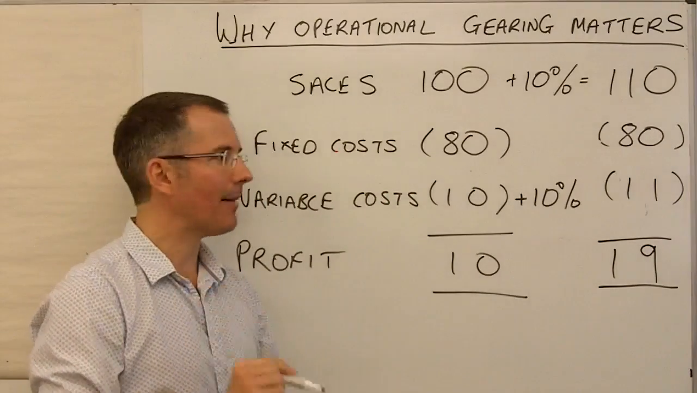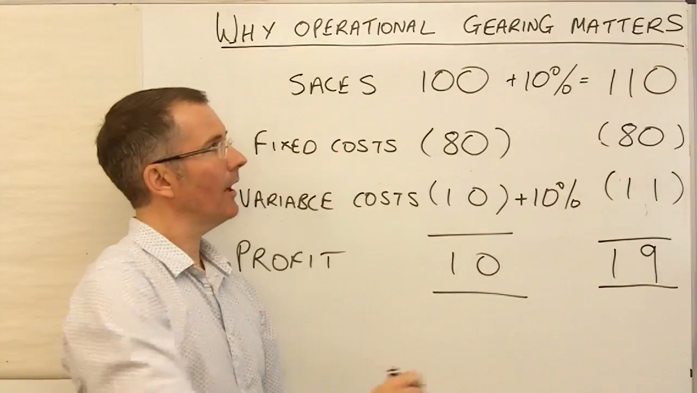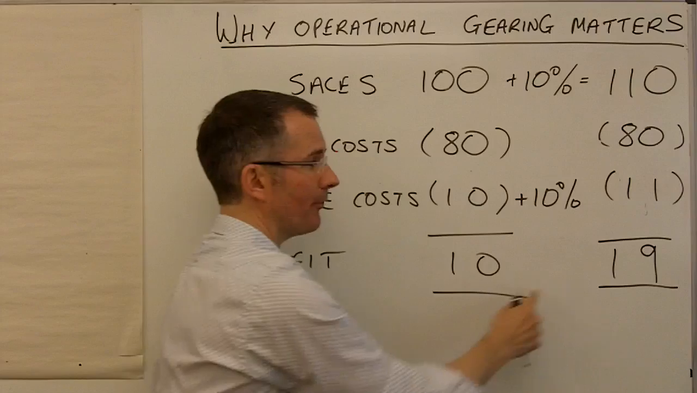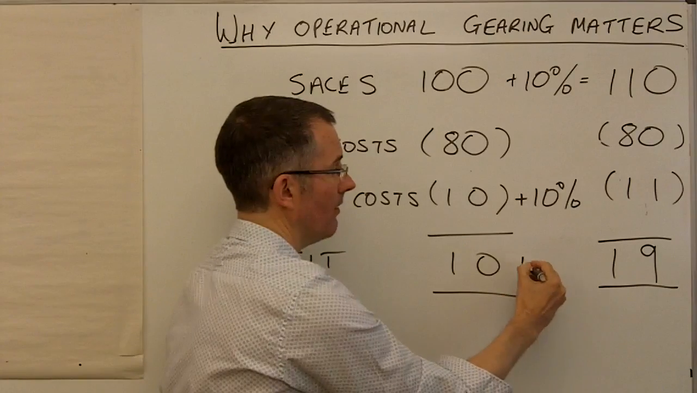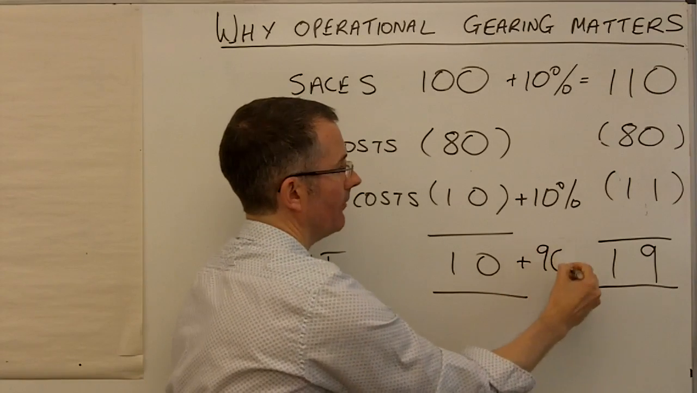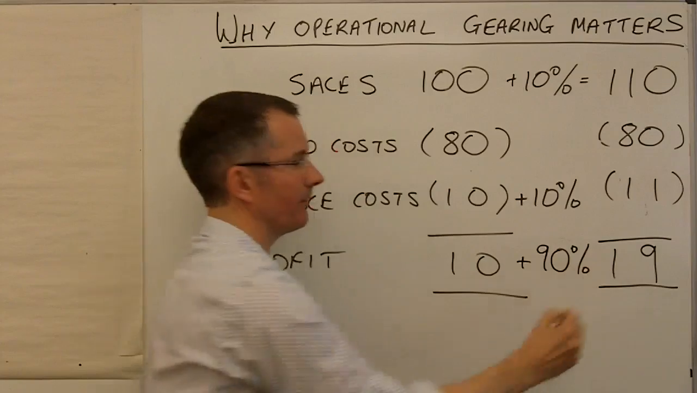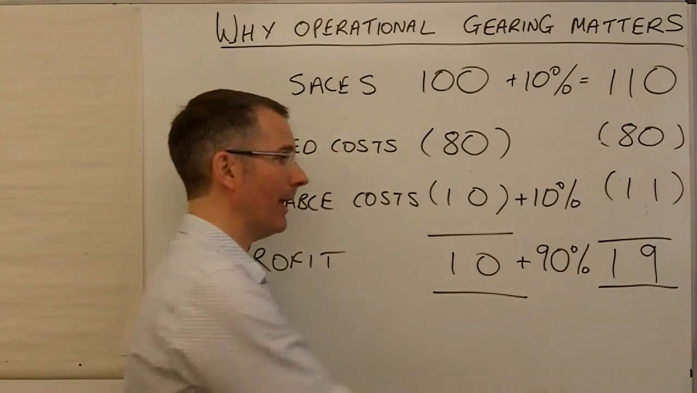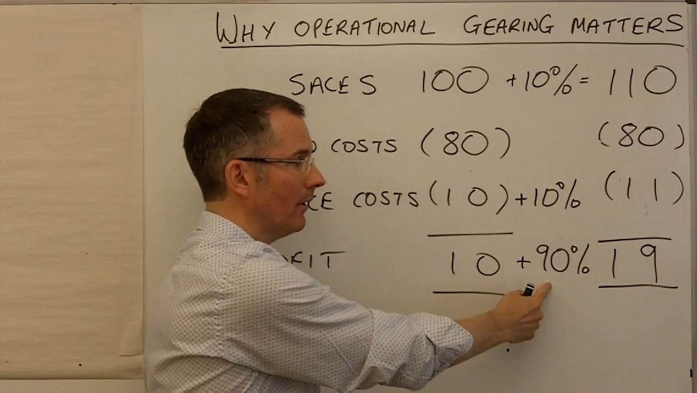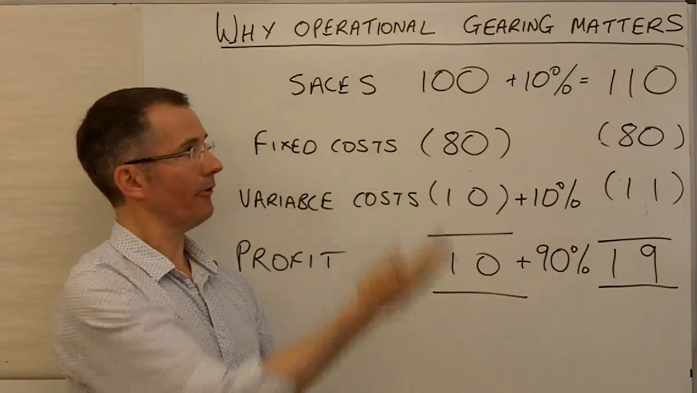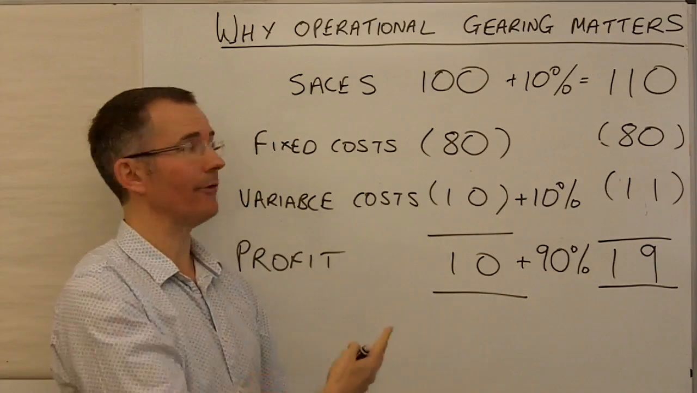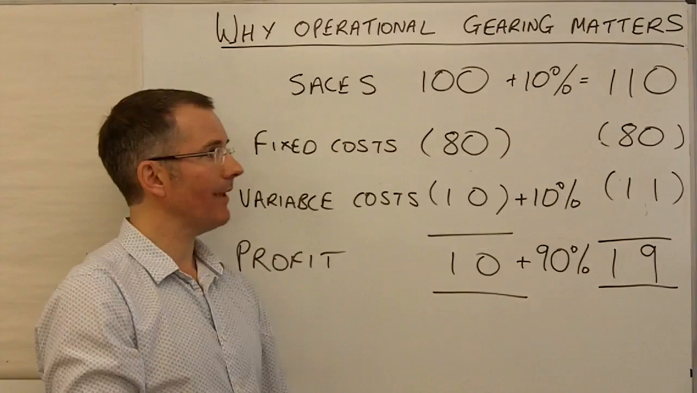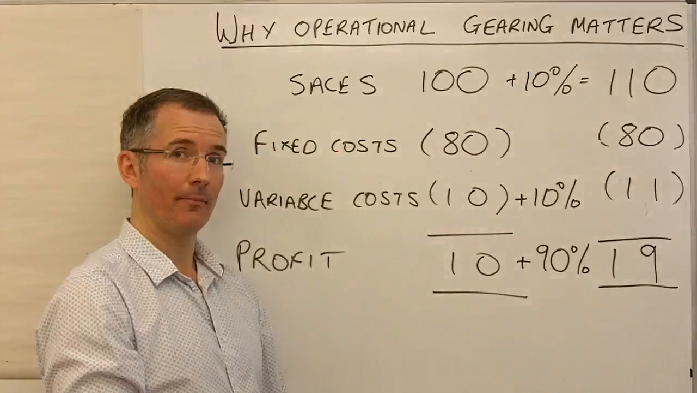Now something quite interesting has happened here. This business has increased sales by 10%, but profits from 10 to 19, that is an increase of 90%. So for a very small increase in sales, you get a whopping increase in profits. You might be thinking, fantastic. So this is the kind of firm I want to buy. I want to buy shares in this kind of company. That's tremendous. Yes, except that it works in exactly reverse too.